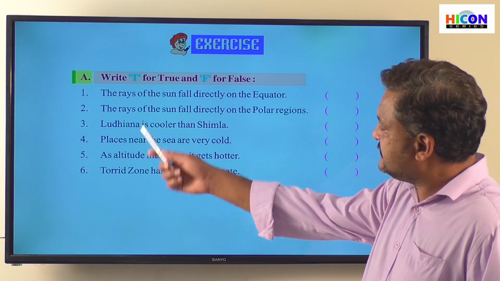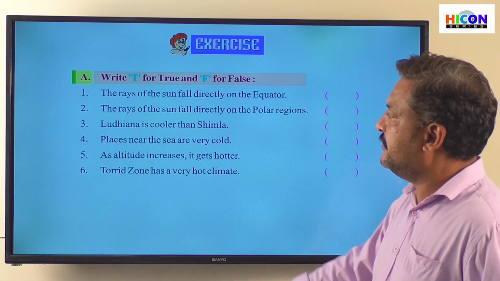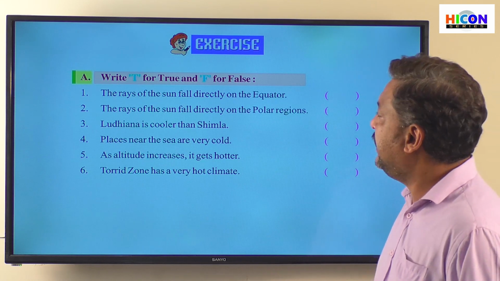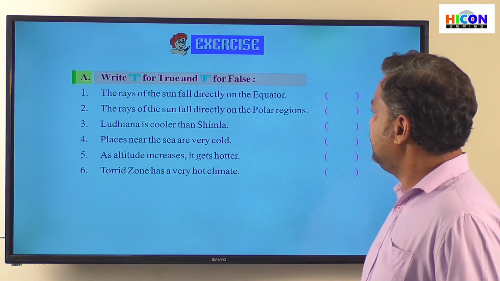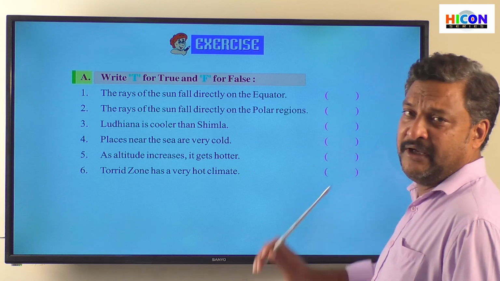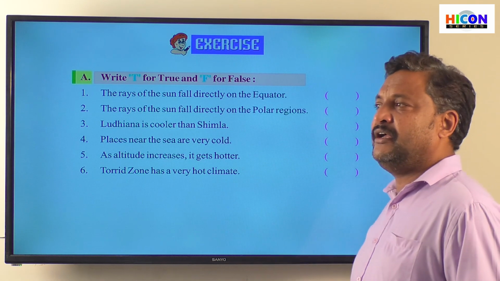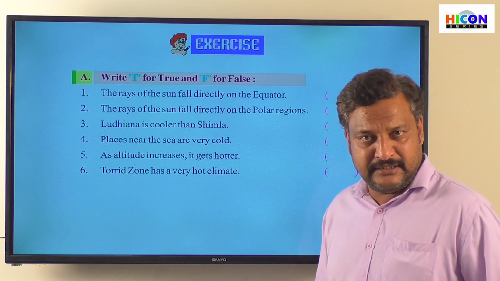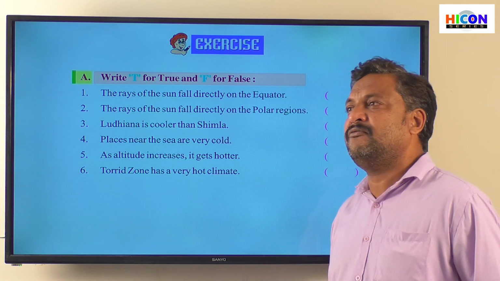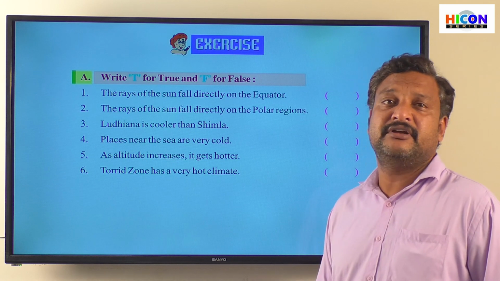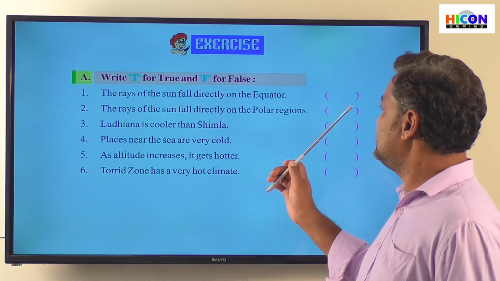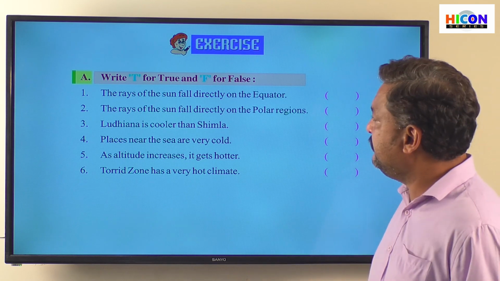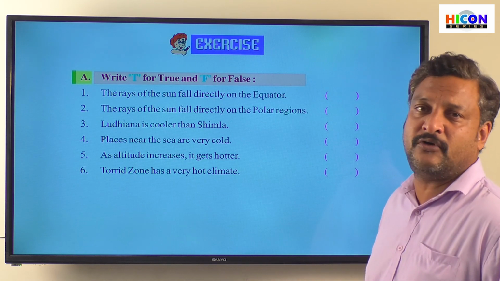See, six sentences are given here, and we need to read these sentences one by one. Check with what we have learned in the lesson, and based on what we have learned in the lesson, we need to check whether these sentences are true or false. Right? So how can we know whether these sentences are true or false?